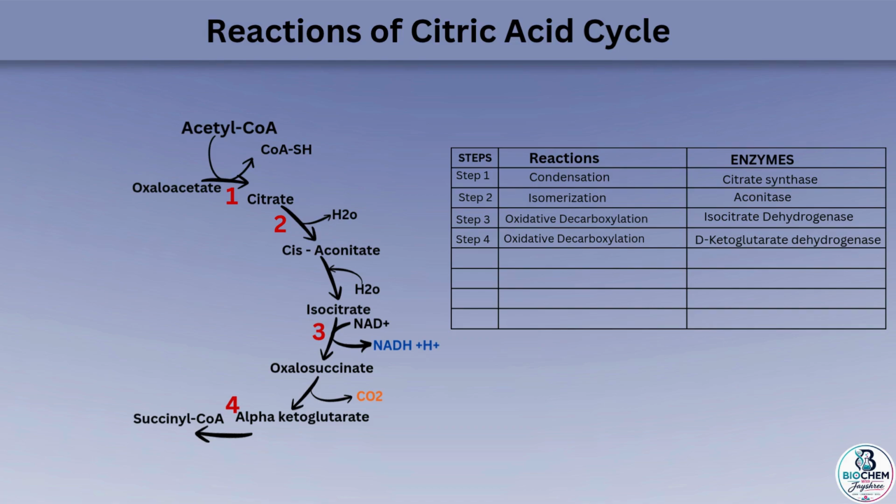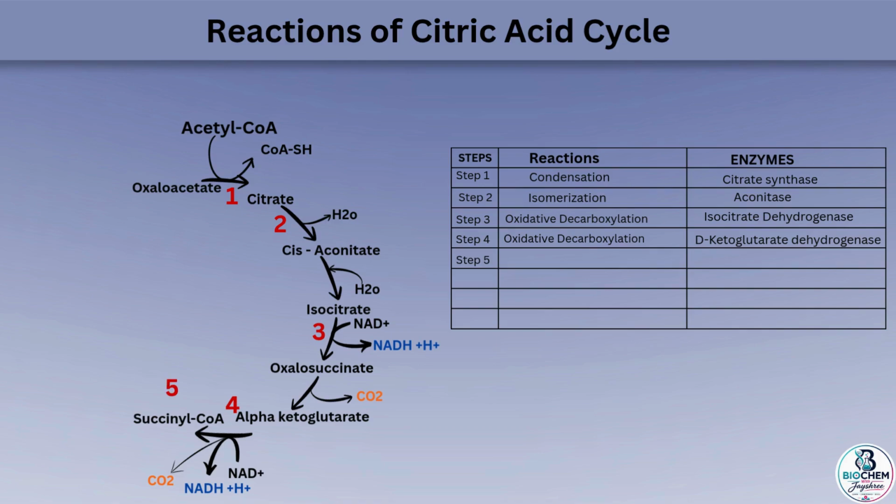This includes thiamine pyrophosphate, lipoic acid, FAD, NAD+, and coenzyme A. During this reaction, another carbon dioxide molecule is released and NAD+ is reduced to NADH. Finally, 5 carbon alpha-ketoglutarate becomes 4 carbon succinyl-CoA, and the products are NADH and CO2.